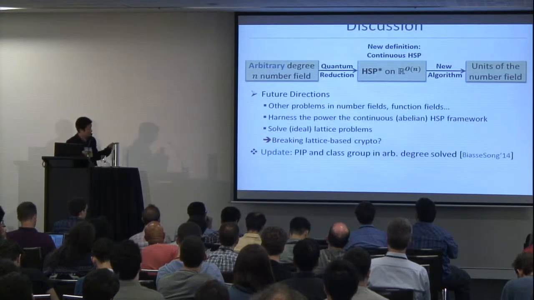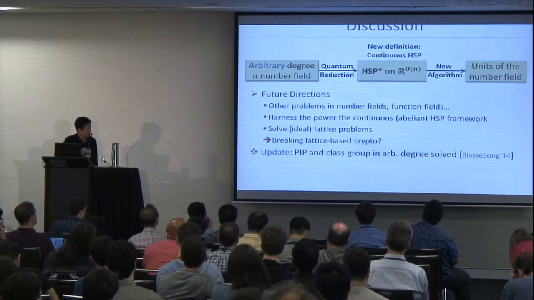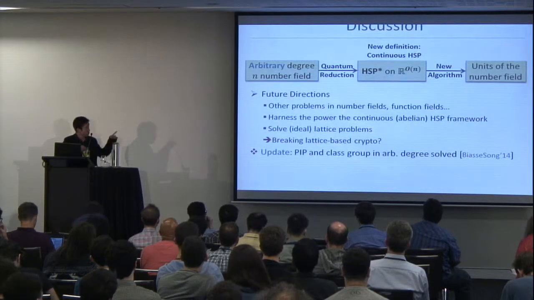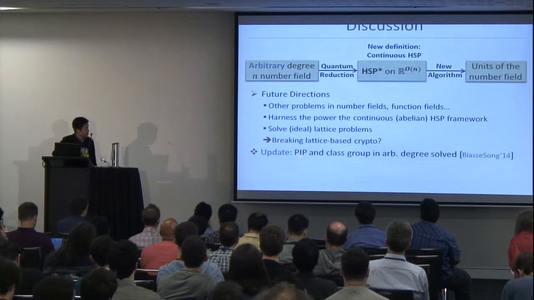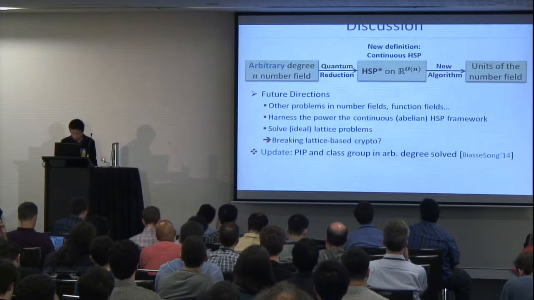So finally, I want to update that in a recent work with another postdoc at LQC, we extended the work that I presented here, and we solved the principal ideal problem and class group in arbitrary degree number fields.